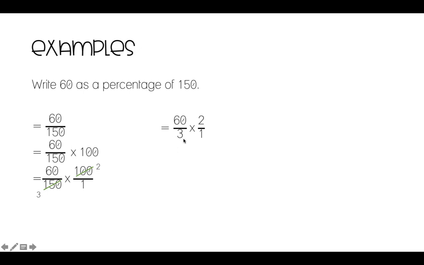Now we can simplify the 60 and the 3 down. 3 goes into 60 20 times and it goes into 3 once. So we end up with 20 over 1 times 2 over 1, which is the same as 20 times 2. And so we end up with 40%. So 60 is 40% of 150.